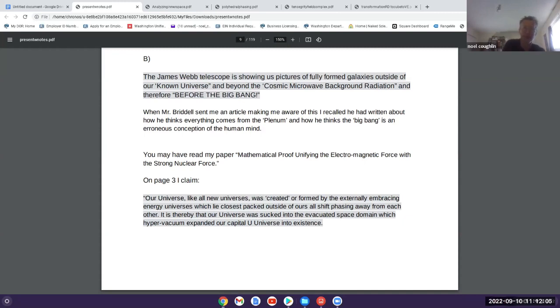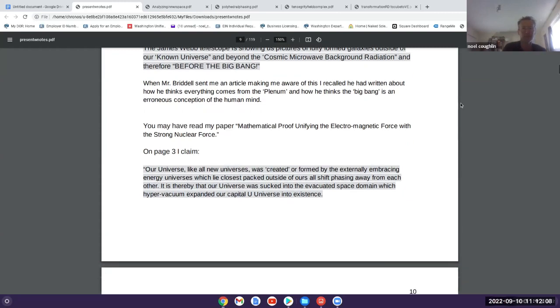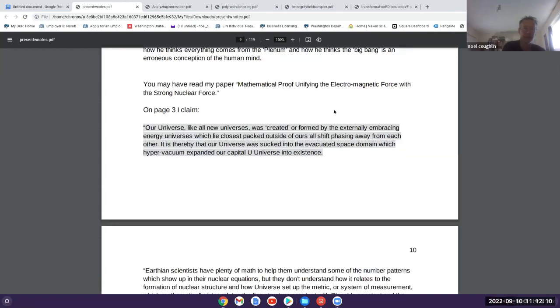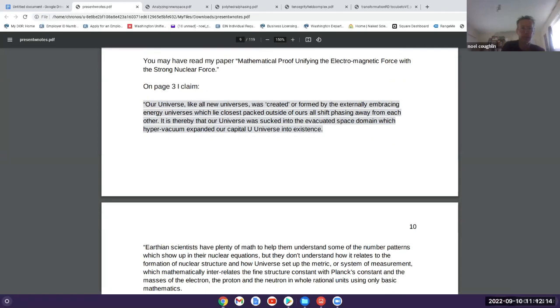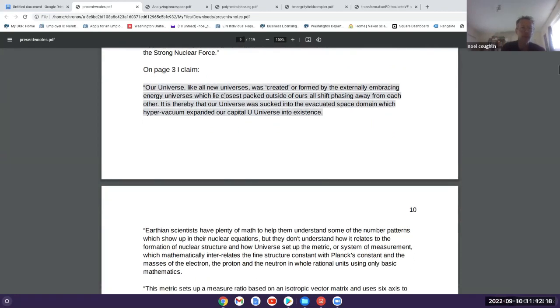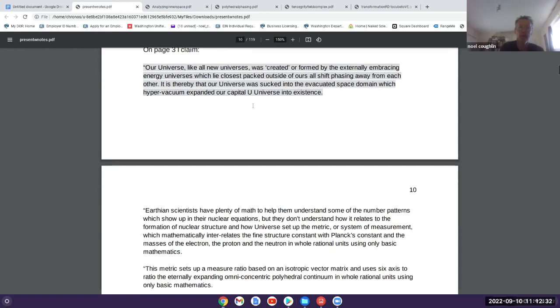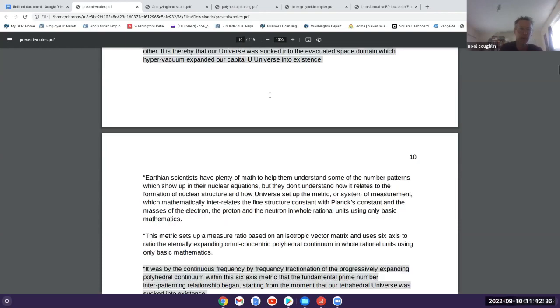Don doesn't believe in that Big Bang thing. I don't really either. It's interesting to see that he is correct and that it is basically my mind connecting to the universal energy field that some of these thoughts probably come through. I wrote about how our universe, like all new universes, is created by the externally embracing energy universes lying closest outside of ours shift phasing away. It's in this way that our universe was sucked into the evacuated space.